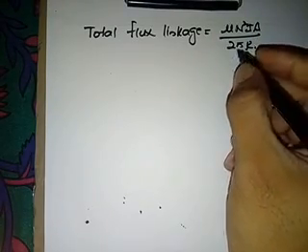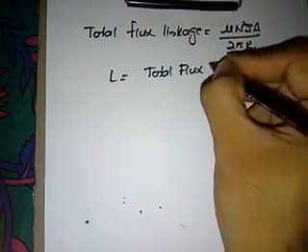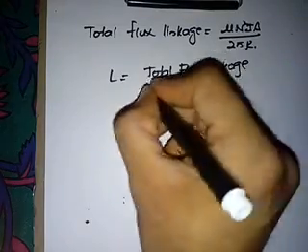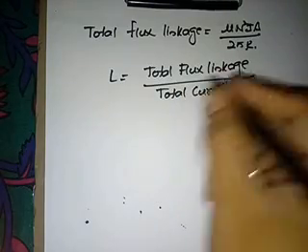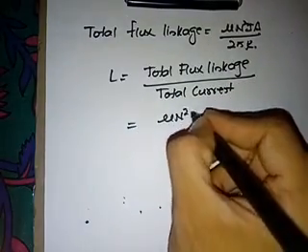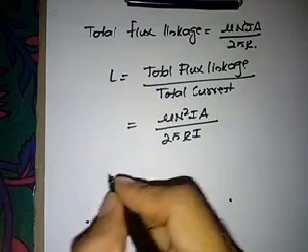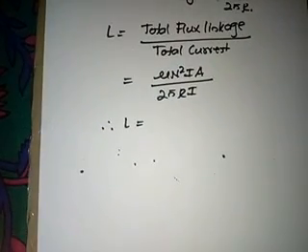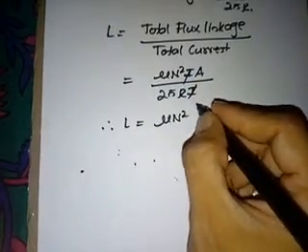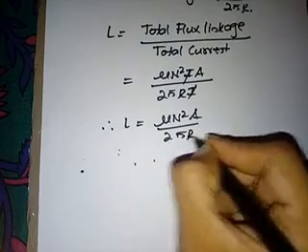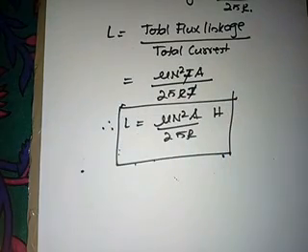So the inductance of a toroid is given by L is equal to total flux linkage divided by total current, or this is equal to mu n square Ia divided by 2 pi R into I. Therefore L is equal to mu n square, I and I will cancel, mu n square A divided by 2 pi R Henry. Fine students, so this is the inductance of a toroid.